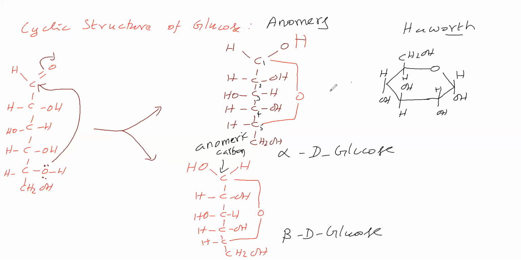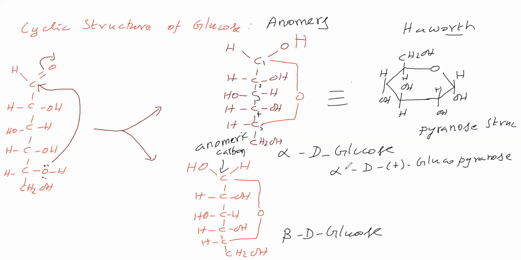Now, this and this are both equivalent. This is similar to pyran, therefore it is called a pyranose structure. Therefore, the name of alpha-D-glucose is alpha-D-(+)-glucopyranose. Glucopyranose is the name.